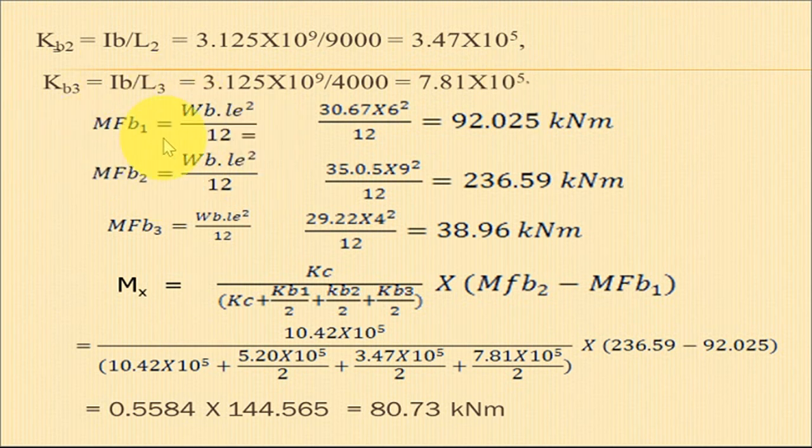Similarly, from this we get the FEM of B1 beam, which is fixed end moment is equal to W L square divided by 12. So it is 92.025. For B2 it is 236.59 because the span is 9 meter, and for B3 fixed end moment for the third beam, which is orthogonal, that is 38.96. So Mx is equal to again this distribution factor multiplied by net moment. So we get Mx is equal to 80.73 kilonewton meter.